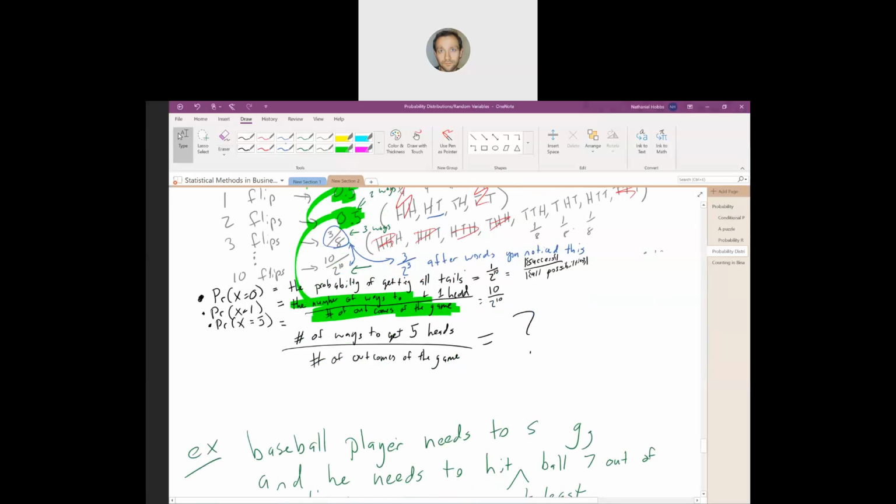But for this, the number of ways to get 5 heads is the hard part. It's hard because you have to count. And people think that counting is easy, but counting can actually be very difficult. We know this, the number of outcomes of the game is 2 to the 10. Because I'm flipping a coin 10 times and I have a binary outcome that can happen.